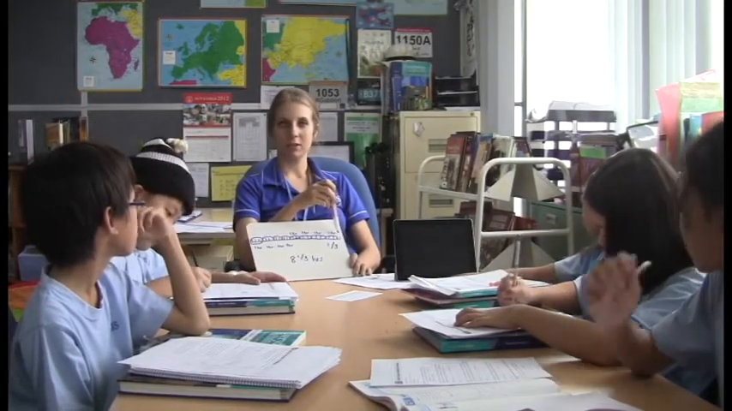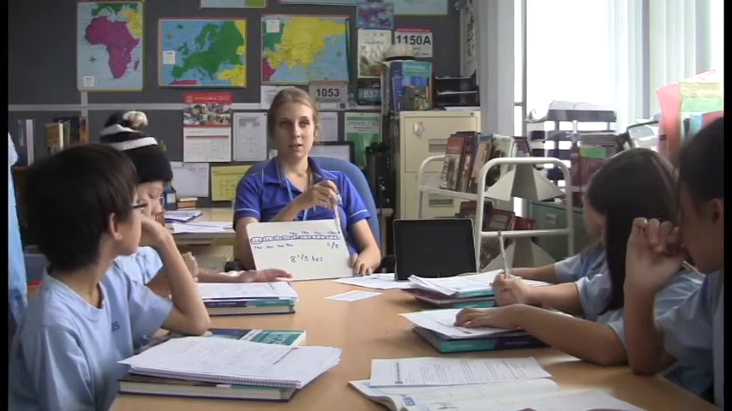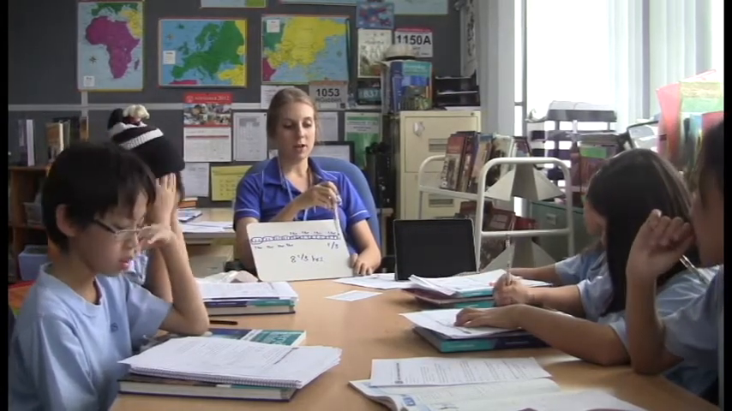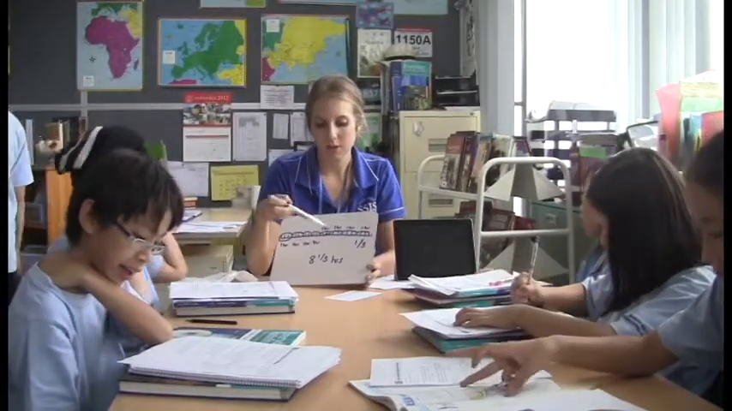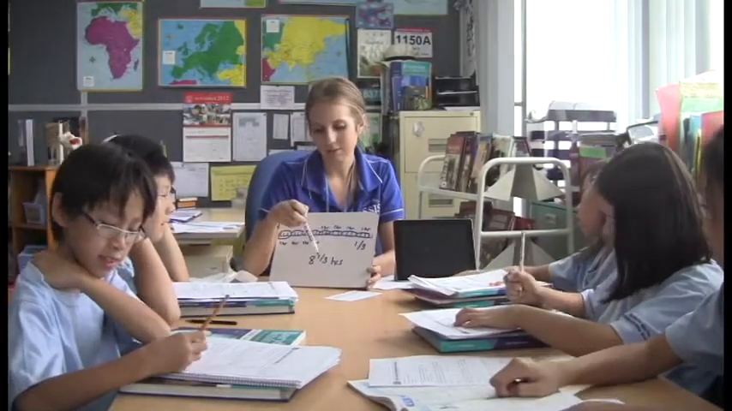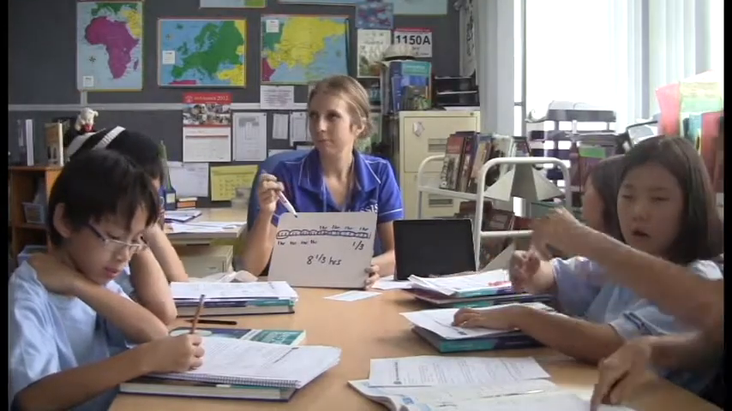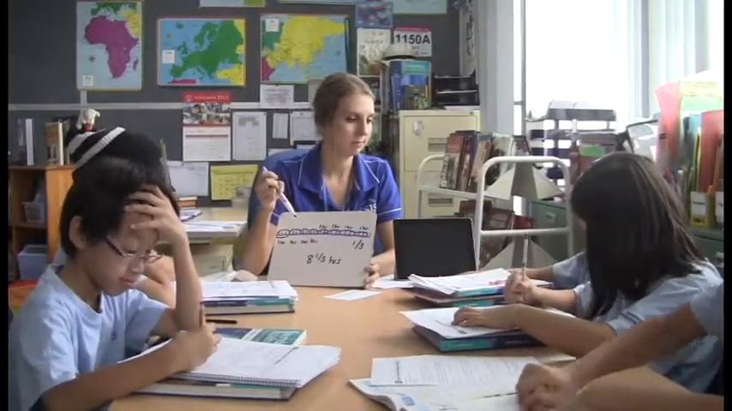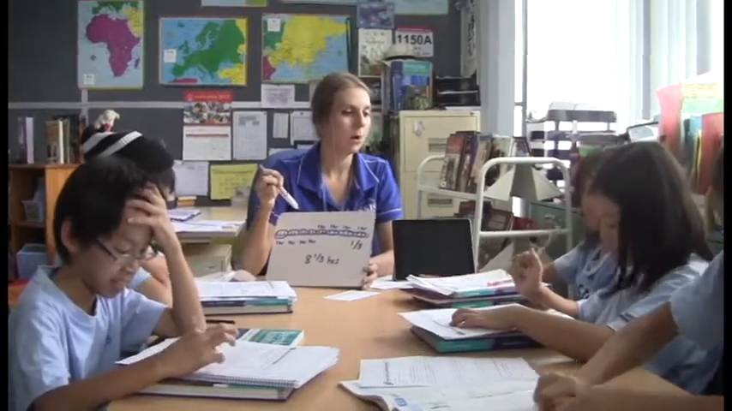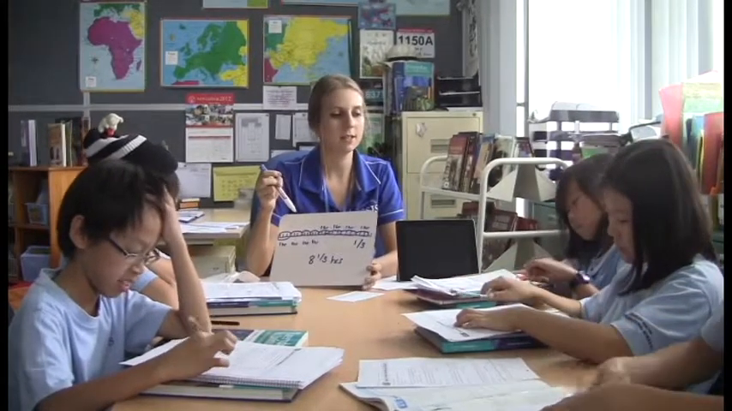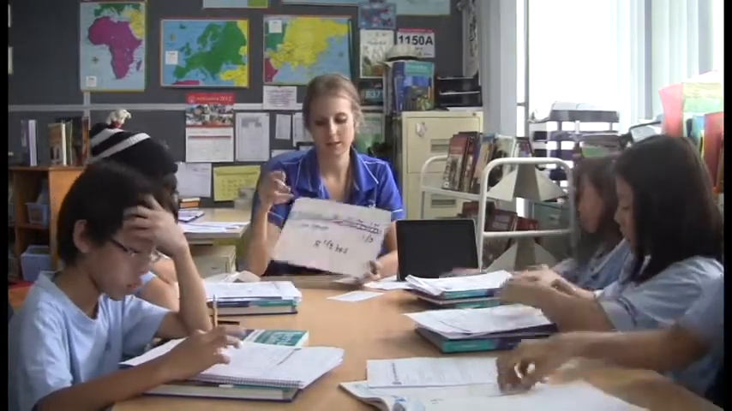But then you have this little one left over. And this is one part out of one, two, three possible parts. So then you have 8 hours and one third of an hour. What would your number sentence look like?